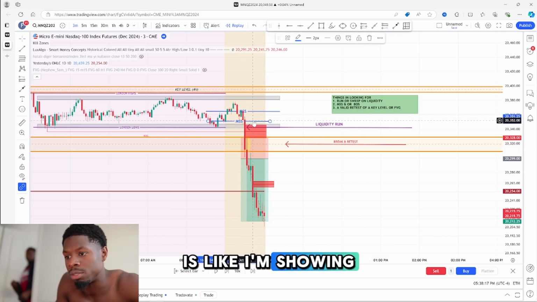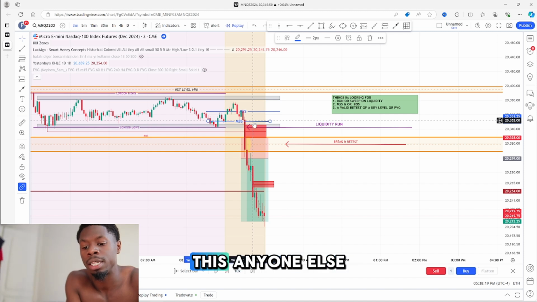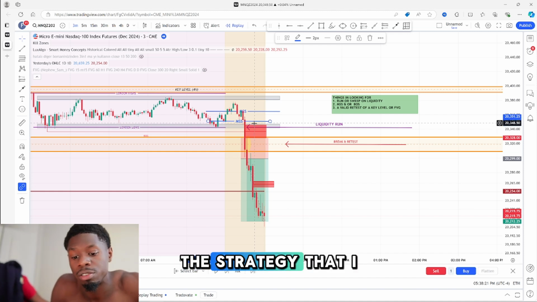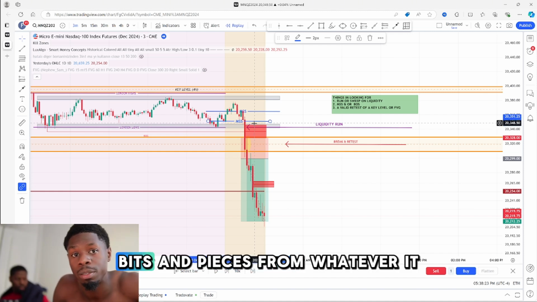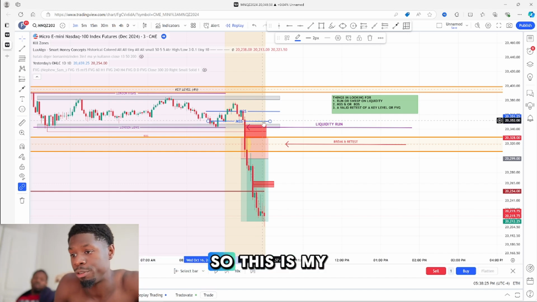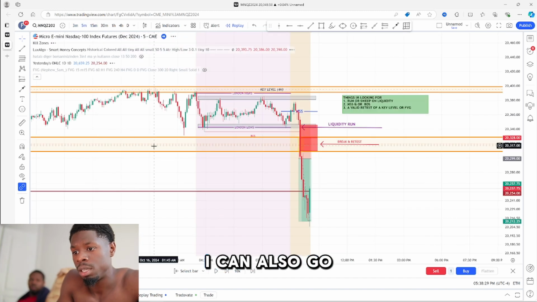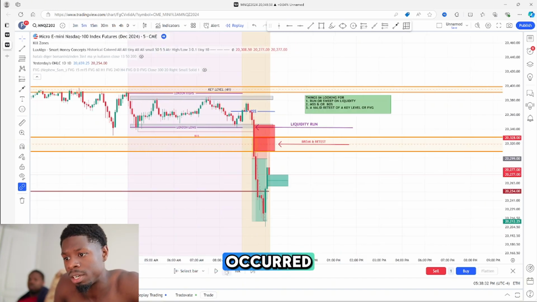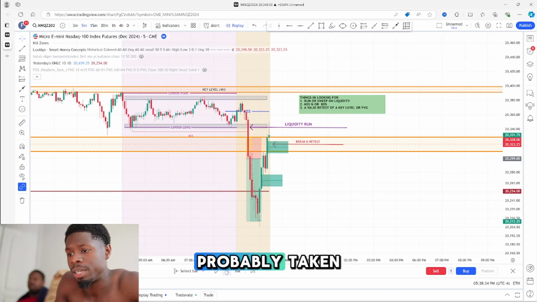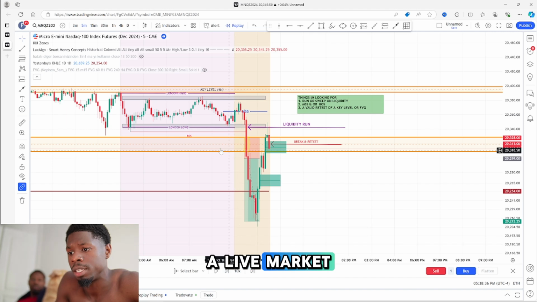It's like I'm showing live examples, and I'm not saying this to anyone else. I'm proving this to myself. The strategy that I orchestrated, or that I took bits and pieces from, whatever, it works. So this was my trade today, and just for shits and giggles, I can also go over another trade that occurred that I would have probably taken if I was in a live market, which is this one.